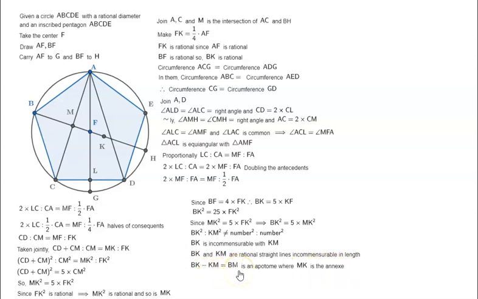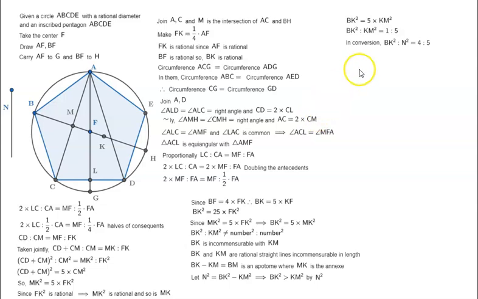BK minus KM is equal to BM. So BM is an apotome, where MK is the annex. So we have reached this stage. If you're not familiar with book 10 propositions, you're going to find this a little bit incomprehensible. Let's take n squared equal to the difference between these two squares, that is BK squared minus KM squared. So let us say this is n. So n squared is equal to BK squared minus KM squared, which implies that BK squared is greater than KM squared by n squared. BK squared is 5 times KM squared, which means BK squared is to KM squared as 5:1.